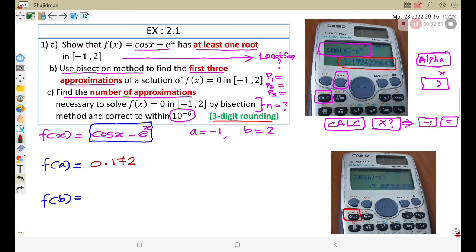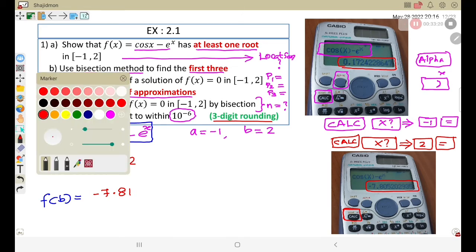You can see in the second picture, calc button press, then you apply your x number, the B number, correct? Press calc again, and the calculator will ask what is your x number again. This is the benefit actually. So what is our second x number? 2. Then press equal to, and you will get this number in the calculator: minus 7.81, 3 digits rounding.